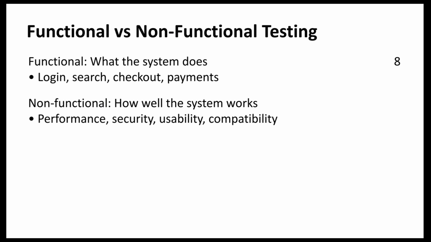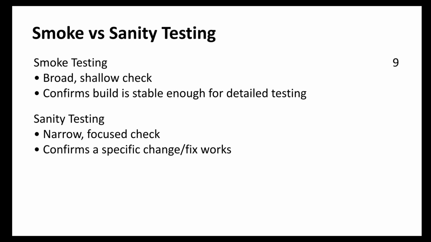Now, let's move to two testing terms that are often confused: smoke and sanity testing. Smoke testing is a broad but shallow check. When a new build is received, we quickly test the major functionalities to see whether the build is stable enough for detailed testing. Sanity testing is more focused and is usually performed after a specific change or bug fix. So smoke testing gives us a quick overall check, while sanity testing focuses on a particular area.